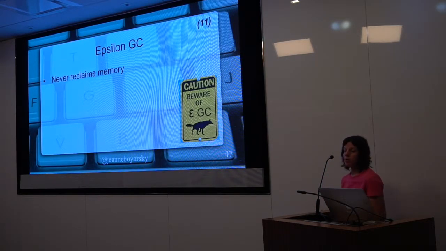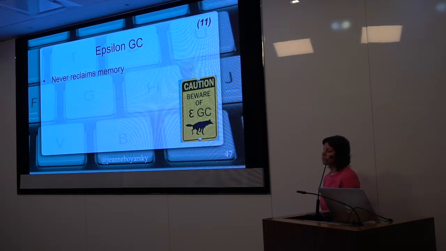In Java 11, a new garbage collector was introduced called the Epsilon garbage collector. The Epsilon garbage collector never takes out any garbage. Pretty lazy for a garbage collector, right? You only have one job.